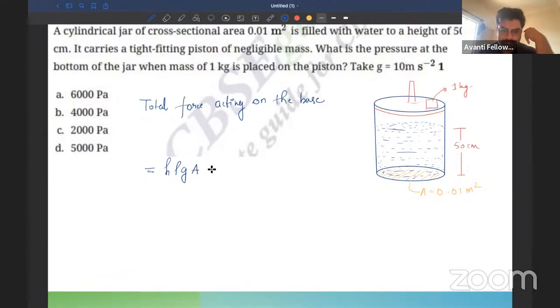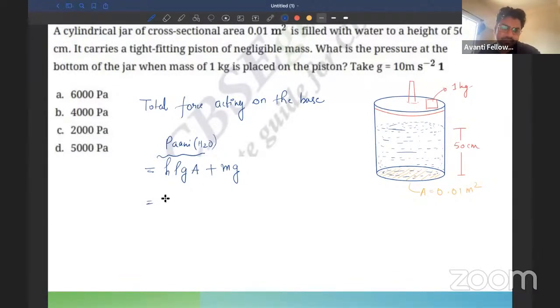Okay, plus this is because of the water. Because of what? Water, H2O. And plus that 1 kilogram weight, that is due to 1 kilogram weight, that is mg. Okay, so this is the total force acting on the base. Now it is a very simple story, right? Put all the values, you will get the answer.